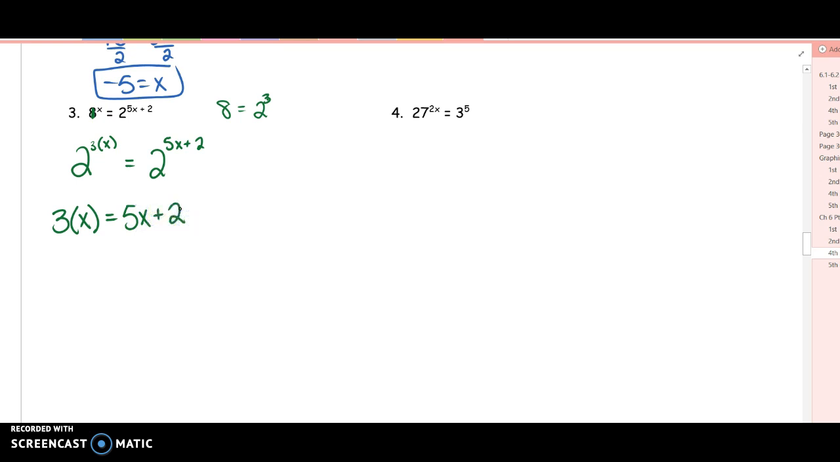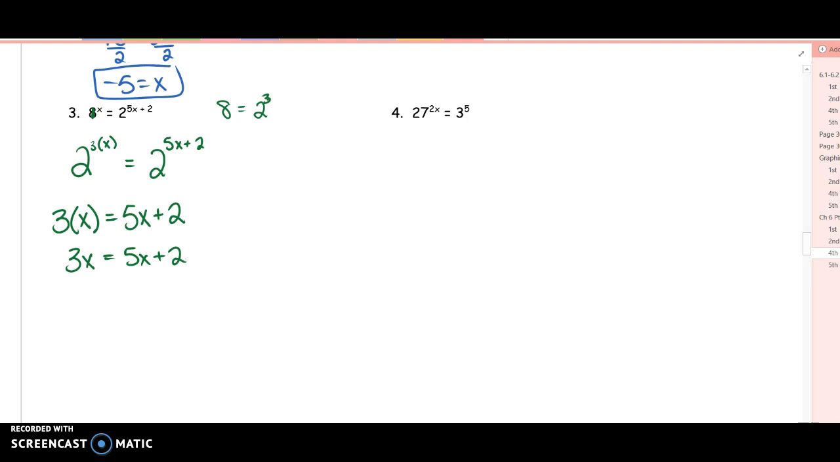Why do you suppose I put parentheses here? What do you think? What if this had been x plus 1? If the original exponent had been x plus 1, and then you're sticking that 3 into the exponent, you would have to multiply that 3 into everything that was originally in the exponent. So that's why I suggest putting parentheses around that original exponent, so that if there's something like x plus 1, or if it was 5x plus 2, or whatever, you would remember to distribute. So this is 3x equals 5x plus 2. I'm going to trust that you know how to solve that equation. Okay?